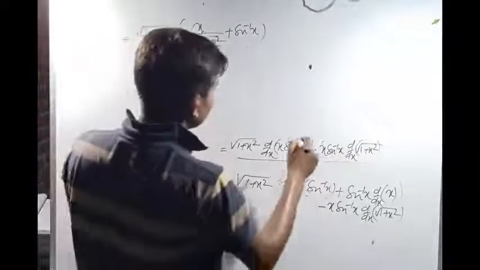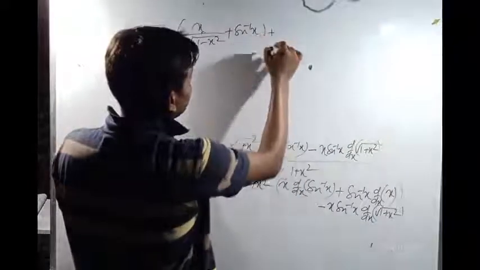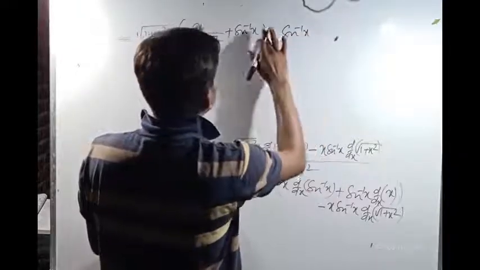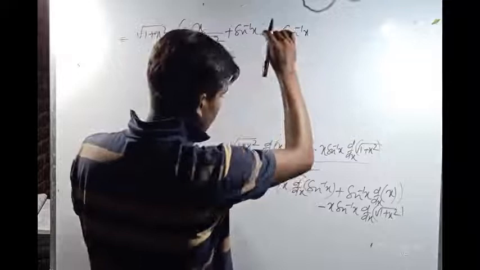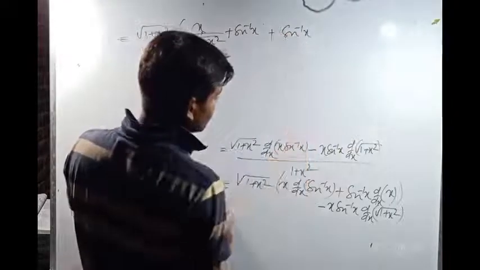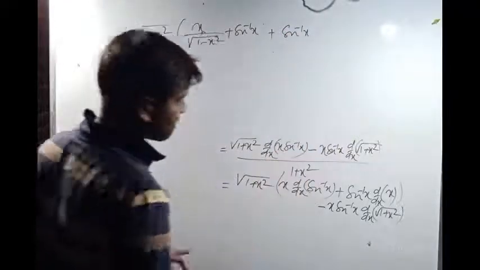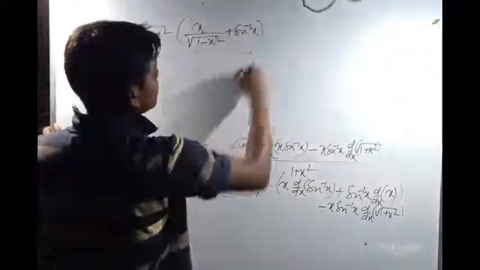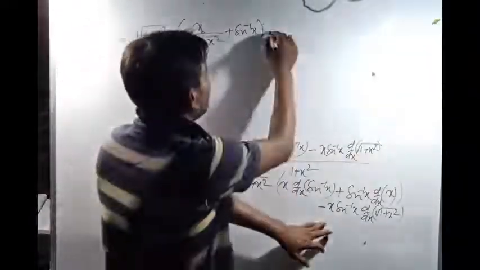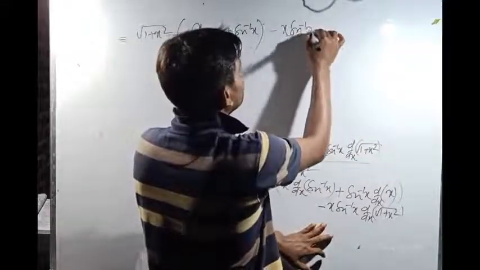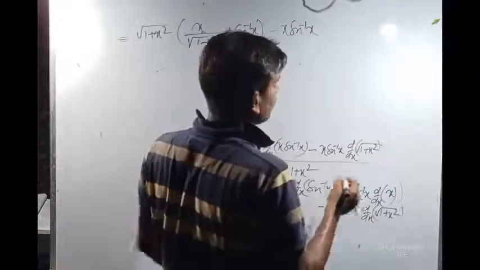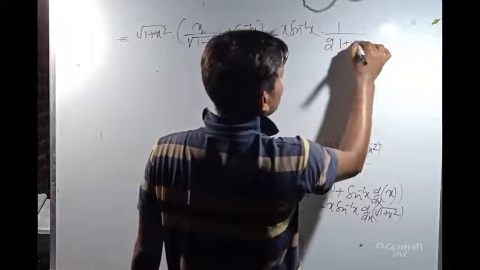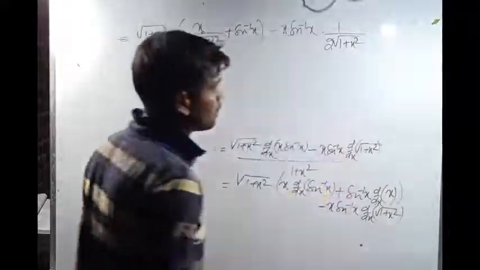Now plus here only sin inverse x. Here minus x sin inverse x, and the derivative of root over of 1 plus x square equals 1 by 2 root over of 1 plus x square.